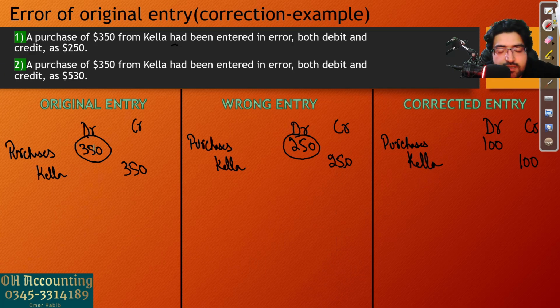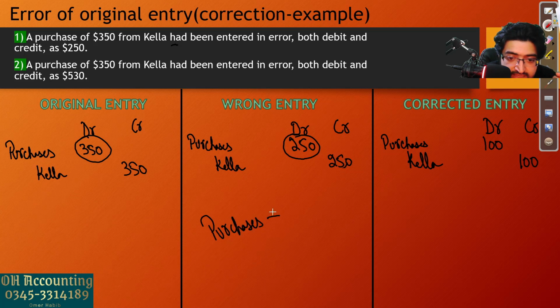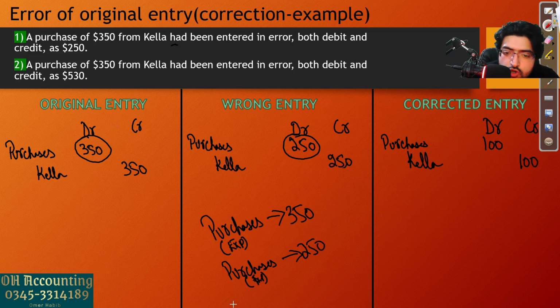Let me tell you about purchases first. Okay. We were supposed to record purchases as 350 in our books. Okay. Purchases kya hai? It is an expense. By mistake, we have recorded purchases as 250 in our books. So how much more do I need to add to make this 350? I simply have to add only 100 more to this, and that's what I have done.